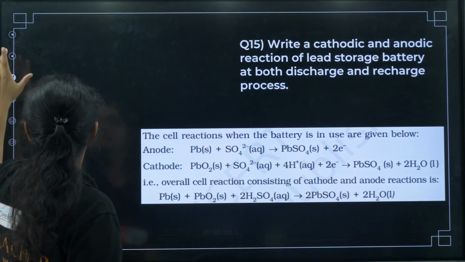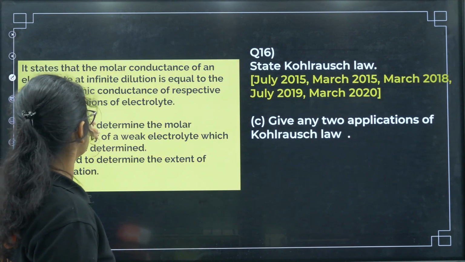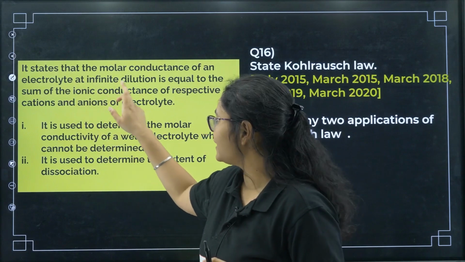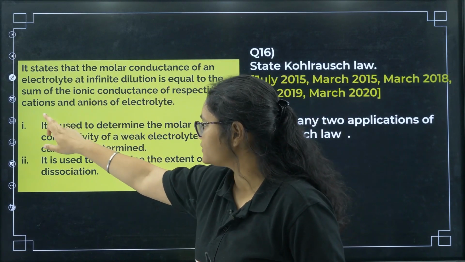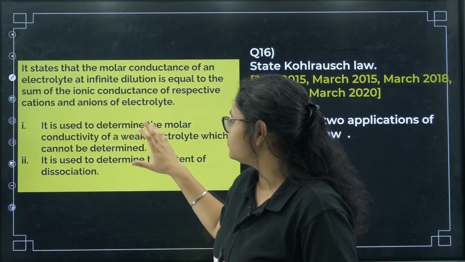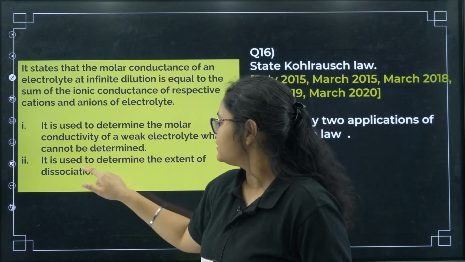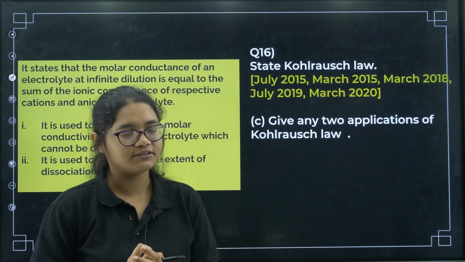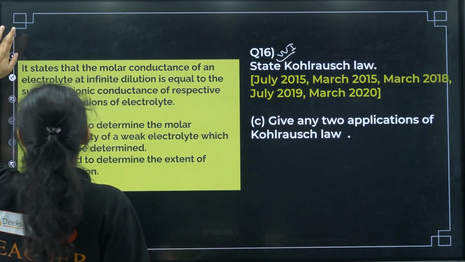Okay. Next we have Kohlrausch law and 2 applications of Kohlrausch law. Kohlrausch law states that the molar conductance of an electrolyte at infinite dilution is equal to the sum of the ionic conductances of the respective cations and anions of the electrolyte. Next, it is used to determine the molar conductivity of a weak electrolyte, which cannot be determined directly, and it is also used to determine the extent of dissociation. Okay, these are the 2 applications. Kohlrausch law definition is again a very important question.